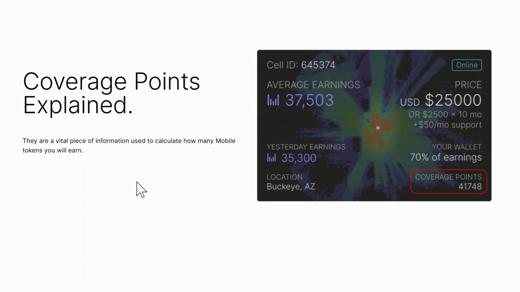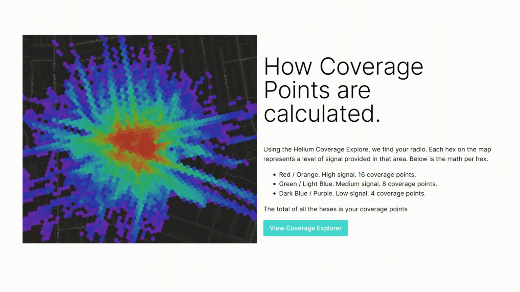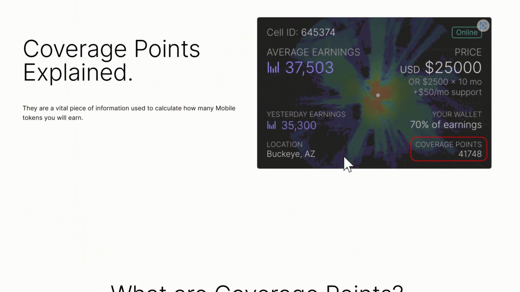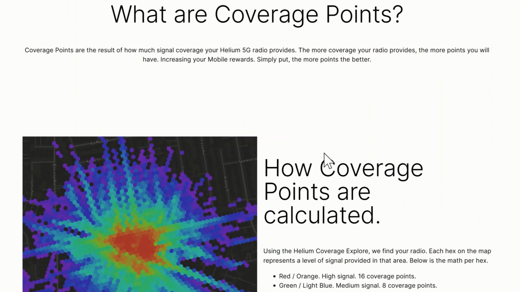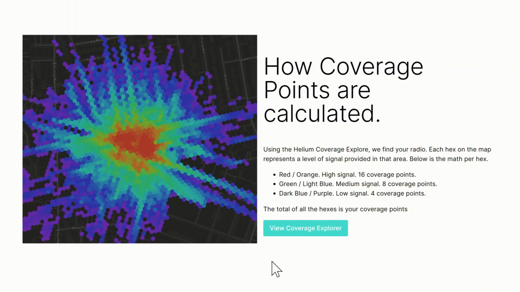So you can find more information on coverage points on their site as well. I'll put this in the description so you can have a quick look. But yeah, you can see here, it'll obviously depend on whether it's an internal or external antenna and exactly how high it's mounted. But yeah, you can work it all out and have a look through the Coverage Explorer, which is really helpful.